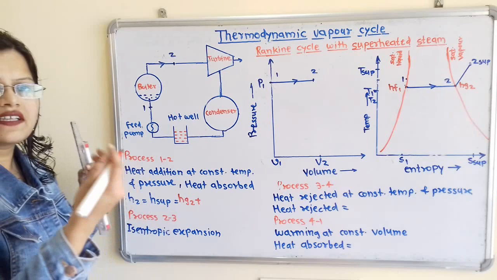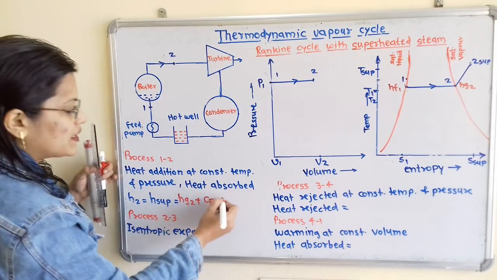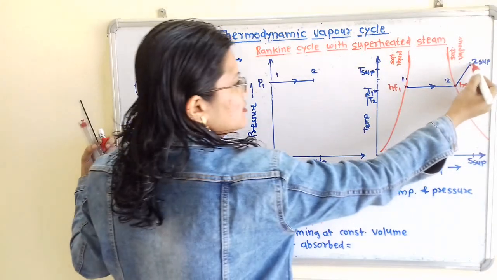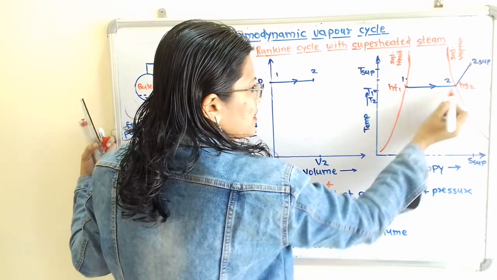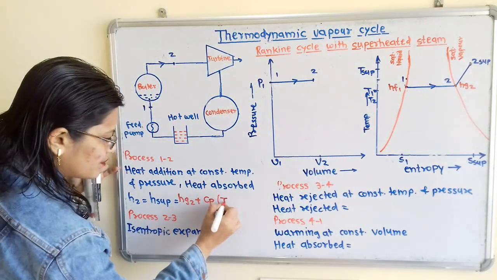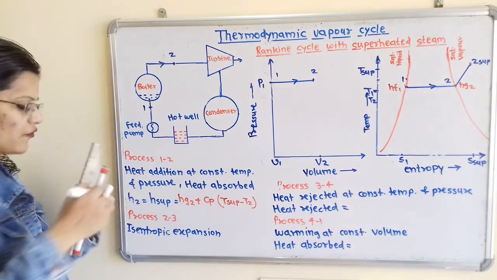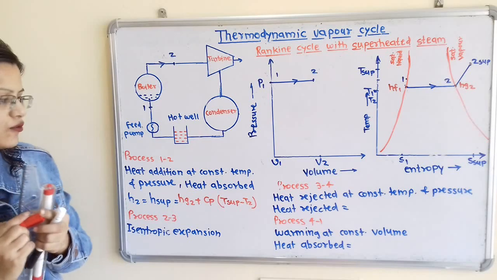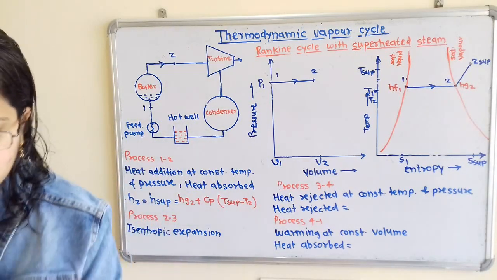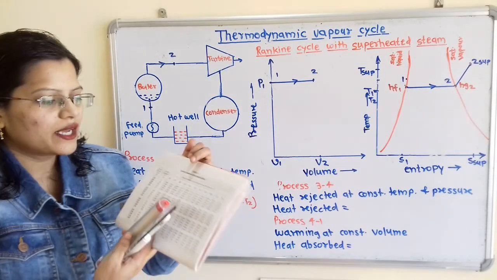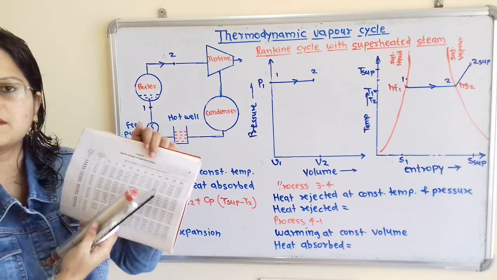plus we have to take the specific heat of superheated steam, that is Cp, multiplied by the difference between these two temperatures, that is T superheated minus temperature at point 2, that is T2. So this is the formula that we have to take. Now if we refer to the steam table, there is a table for the superheated steam. So here specific enthalpy of superheated steam is given.